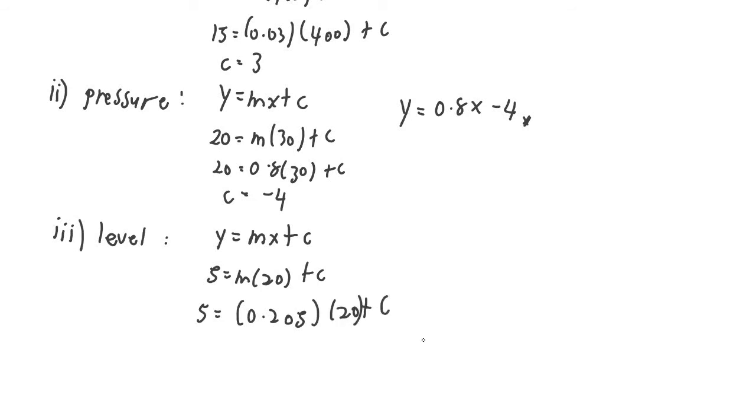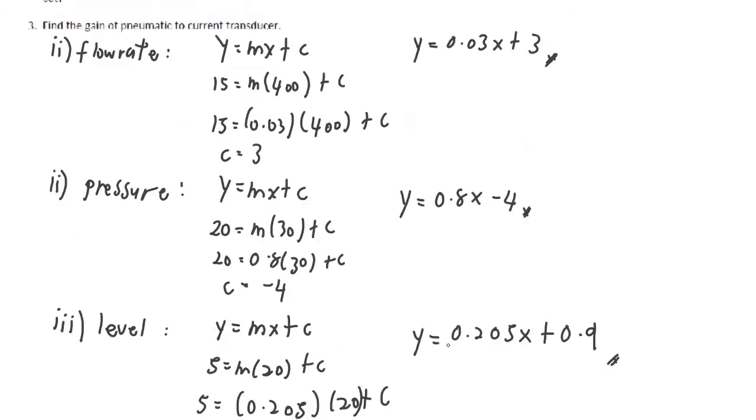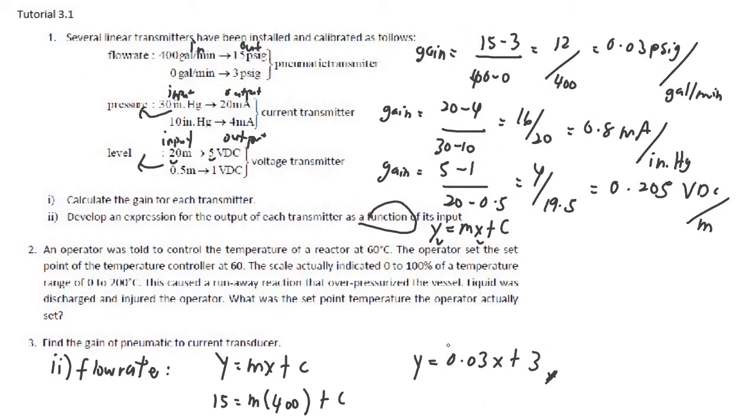The value of c, c is equal to 0.9. Rewrite the expression: y is equal to the value of gradient or the gain, 0.205x plus 0.9. So this is the expression for the level. Okay, so we finish question 1. Now we go to question number 2.